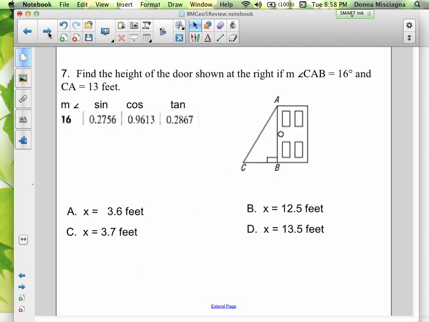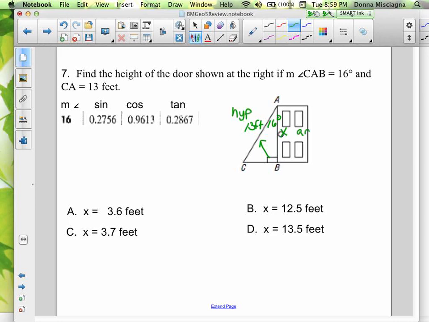All right, so we want to find the height of the door shown at right if the measure of angle CAB is 16 degrees. So this would be 16. And CA is 13 feet. So we're looking for the height of the door, right there, x. Okay? So opposite the right angle, we know the hypotenuse. We're looking for the side adjacent. So this one is the hypotenuse. This side here is the adjacent one.